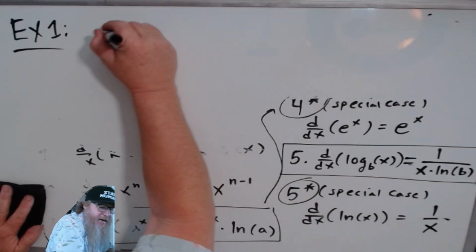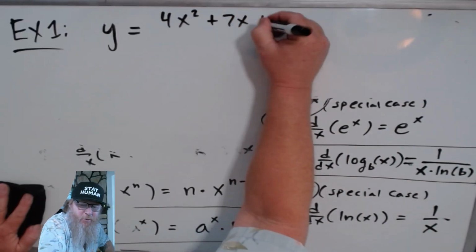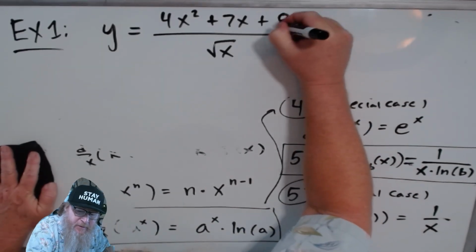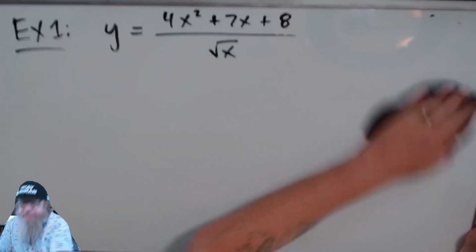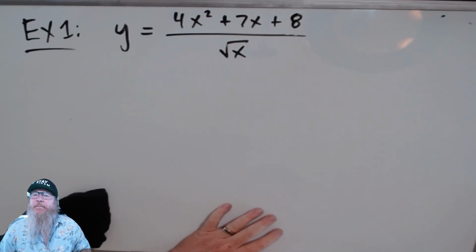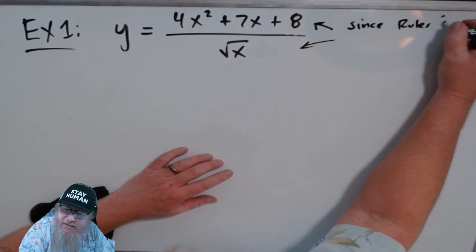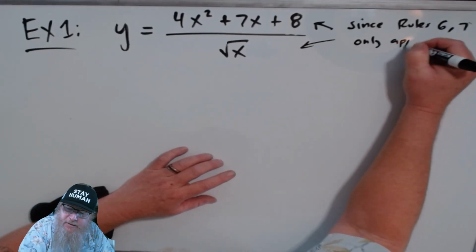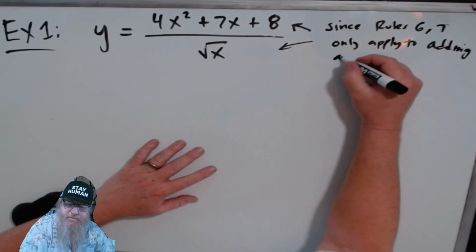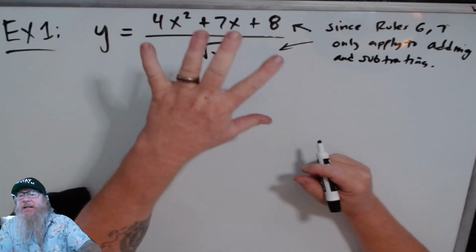Let's start with a function written just in standard equation form. And this is a rational function. So we have a rational function. It's a division of 2 functions. And so since rules 6 and 7 only apply to adding and subtracting, we can't simply take the derivative yet.